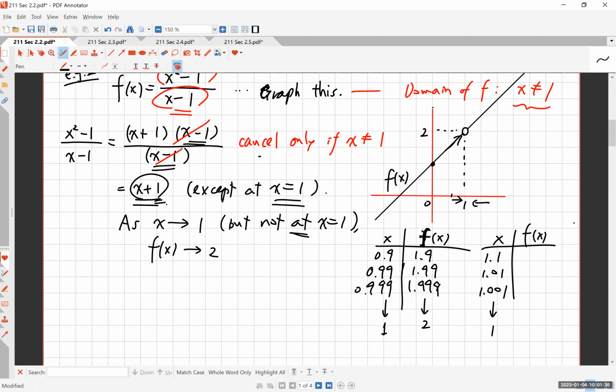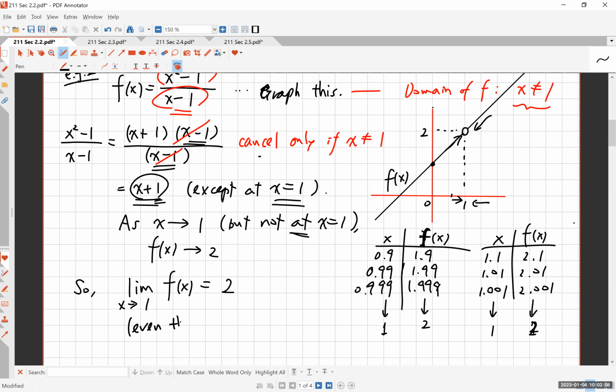And of course, the value of the function is still 1 plus the x value. So it's 2.1, 2.01, 2.001, closely approaching 2. You can see that from the graph as well. Okay, so this satisfies the descriptive definition of a limit, which I haven't given yet. So we say the limit of f of x as x approaches 1 is 2.